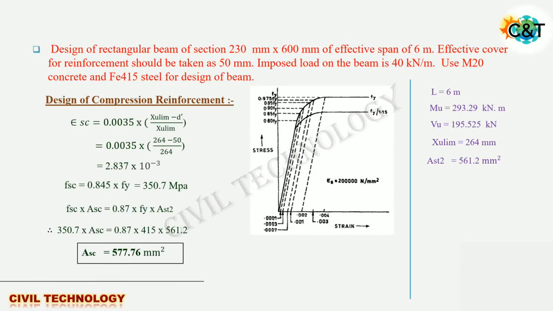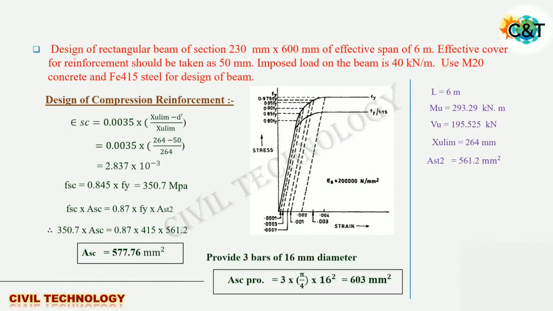Here I select the dia of bar as 16 mm. For that we require 3 numbers of 16 mm dia bars, and our ASC provided reinforcement will be 3 times pi by 4 multiplied by 16 square, that is 603 mm square. So note down this value.